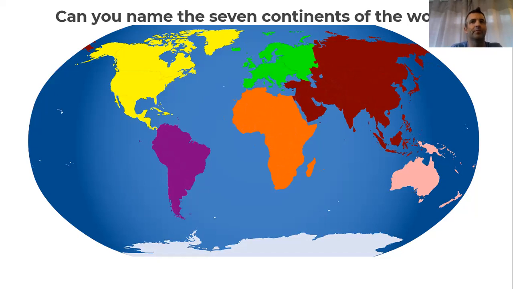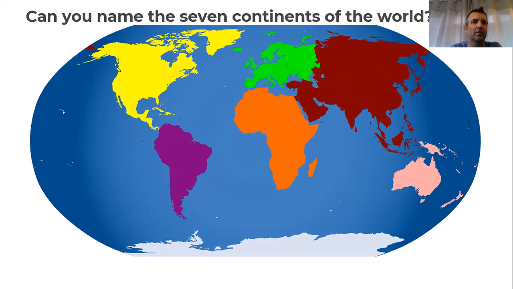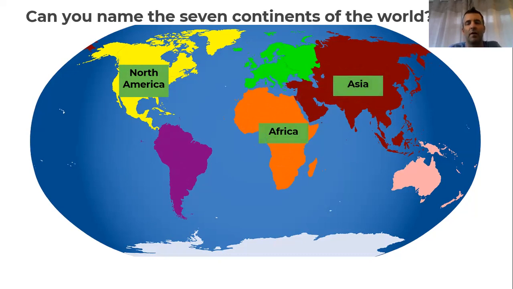So first of all, I'm going to start off with the big yellow continent on the left-hand side, and that is North America. Well done if you got that one. Then we have Africa, the orange one in the middle there. Next one is Asia. Well done if you got that one. Then we have Australia down there in the corner, also known as Australasia or Oceania. Next we have Antarctica, right in the very south of our planet.